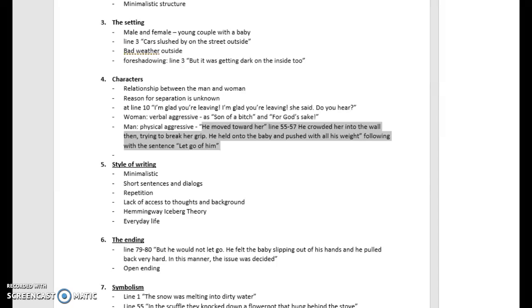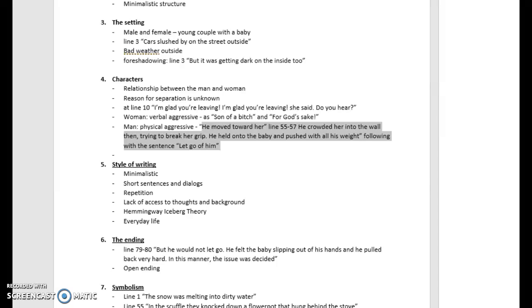Furthermore, the author did not save on the dialogues. Most of the story consists of dialogues between the man and the woman, which is just another minimalistic feature. In the dialogues, there is use of repetition. For example, "I'm glad you're leaving. I'm glad you're leaving," and "get away," she cried, and "let go of him."